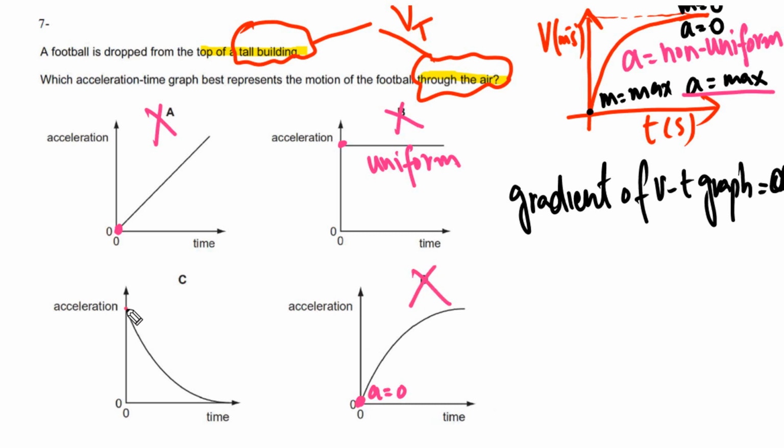If you look at option C now, at the beginning a is maximum, and at the end finally a is equal to 0. So this is according to our graph. Simply we can conclude our answer, the best possible answer for this question is C.